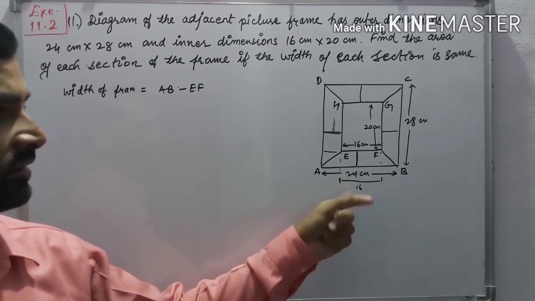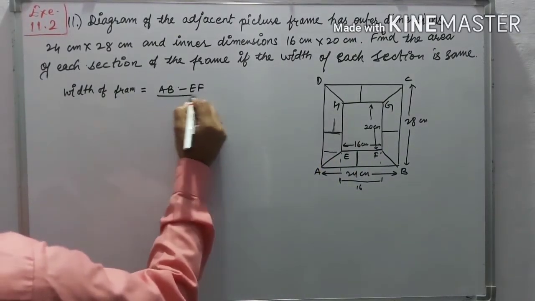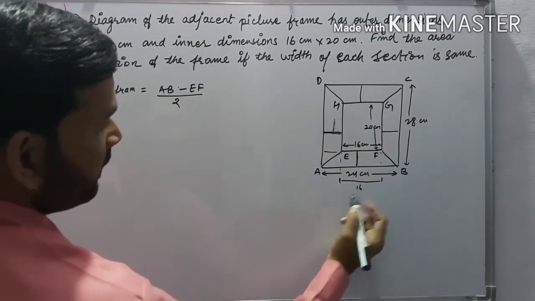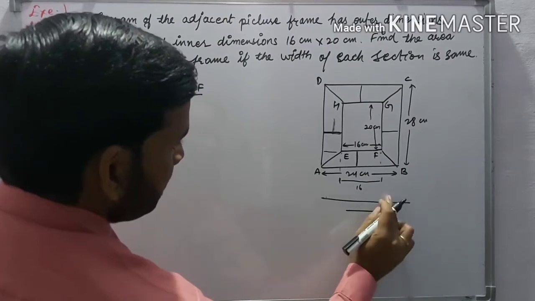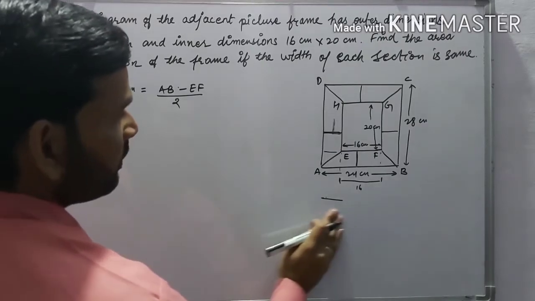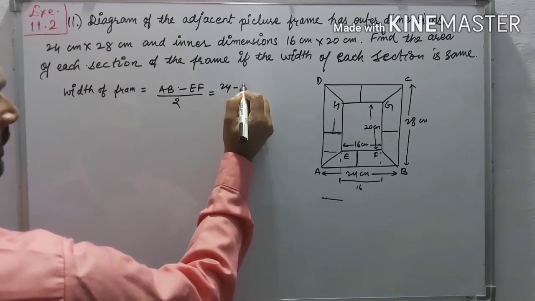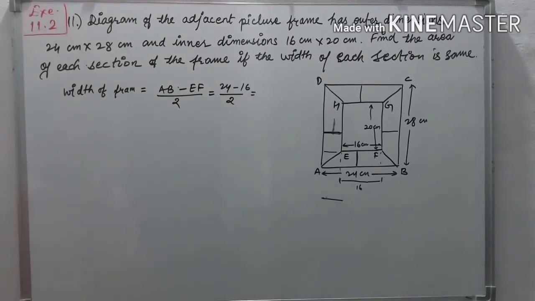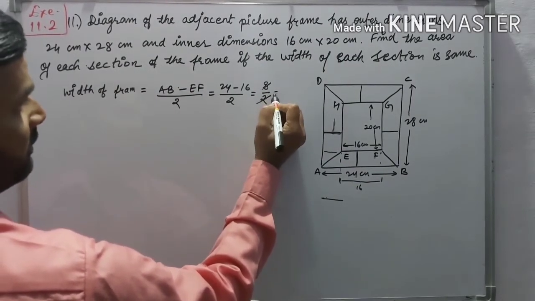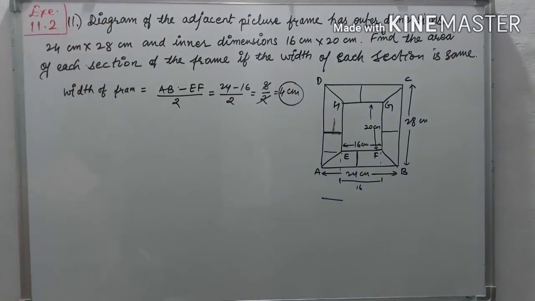So that is 24 minus 16. So the two parts are included. Then divide by 2, because I want one part. This is two parts, the length and this part will be subtracted. So the two parts are included, and divided by 2 gives only one length. So it is 24 minus 16 upon 2. 24 minus 16 is equal to 8. That 8 upon 2 is 4. It means 4 centimeter is the height of each section.